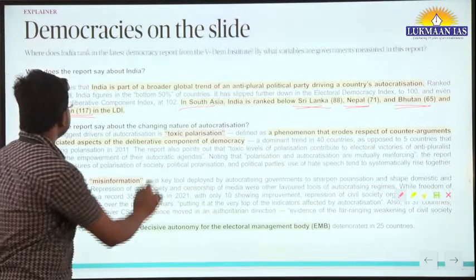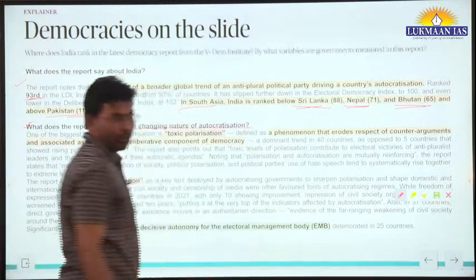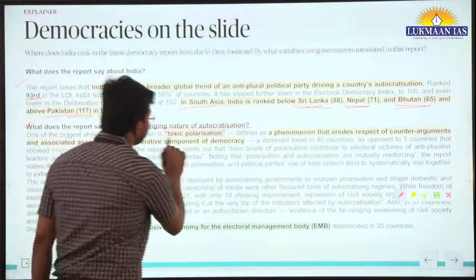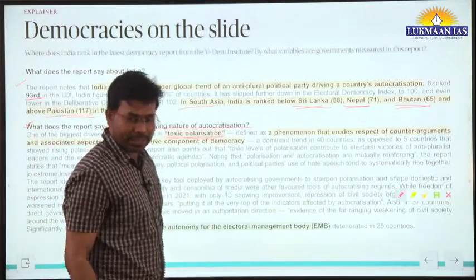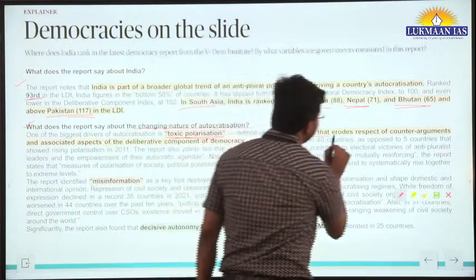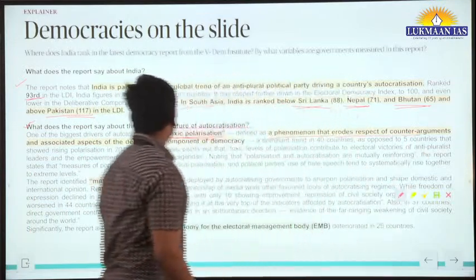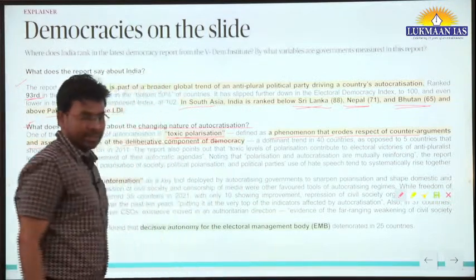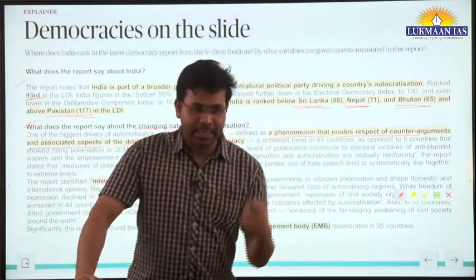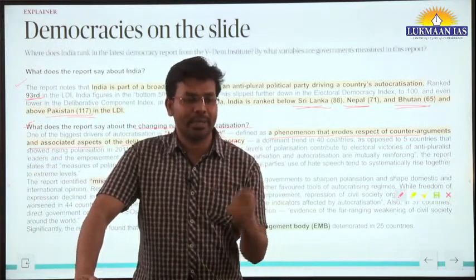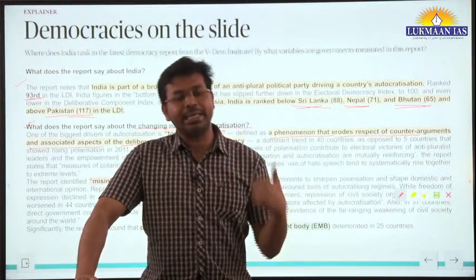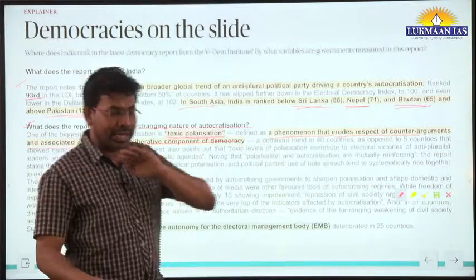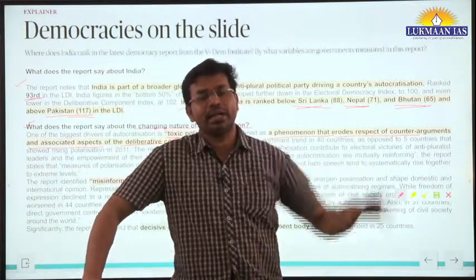So what does the report say about the changing nature of autocratization? One of the biggest drivers of autocratization is toxic polarization. Toxic polarization, which I already discussed, is a phenomenon that erodes respect for counter arguments and associated aspects of the deliberative component of democracy. It means that if the ruling class has an argument, some other class may have a counter argument, but toxic polarization tries to suppress the counter argument.